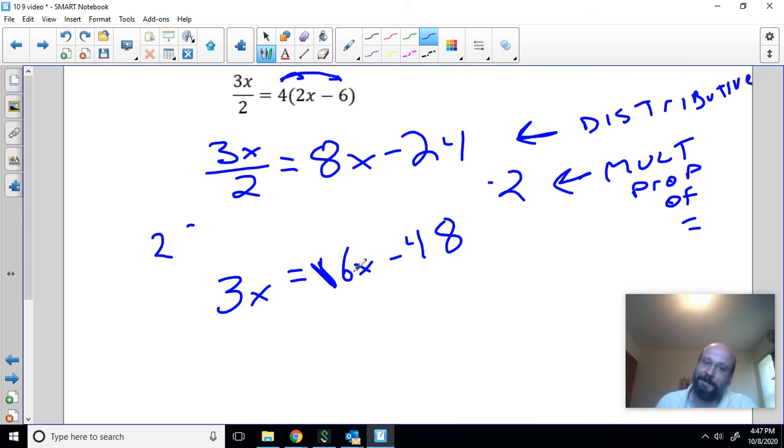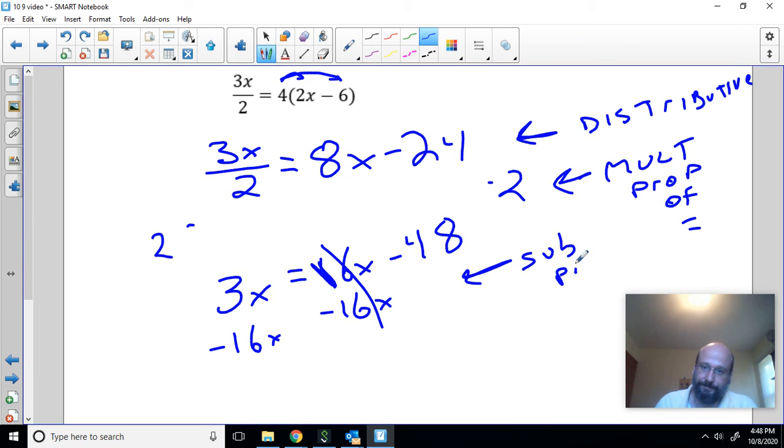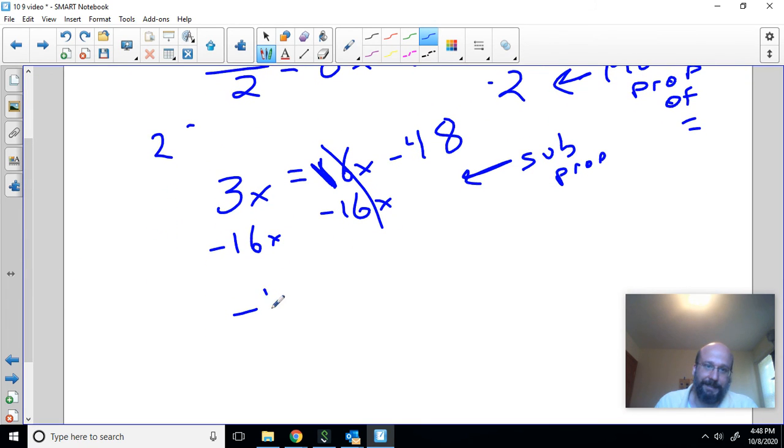All right, and then I'm going to get my variable to the left. So I'm going to move this negative 16x because that cancels, and that property is the subtraction property. So I have negative 13x equals negative 48.